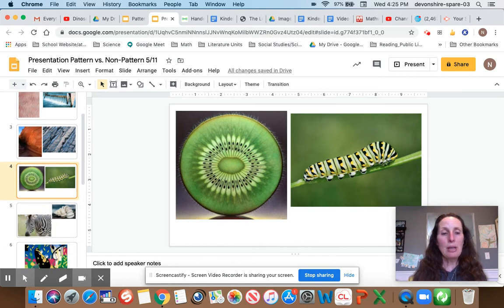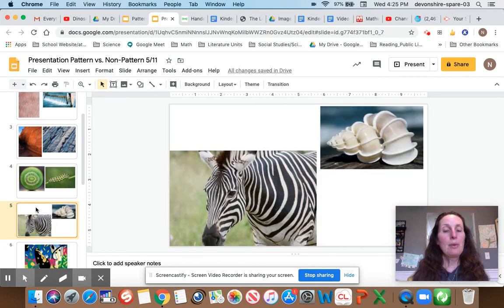All right, let's see what else we have. Okay, we have a zebra. What do you guys think? Yeah, I think a pattern too. Black, white, black, white, black, white. How about this really cool shell up here? I see a pattern there too. The raised, the lowered, the raised, the lowered, the raised, the lowered.